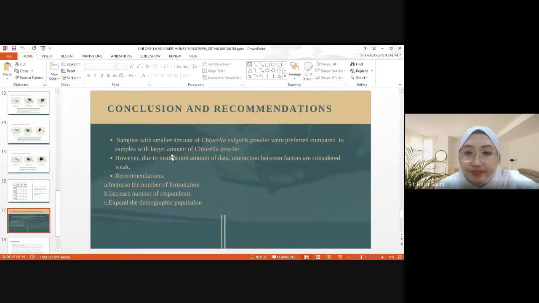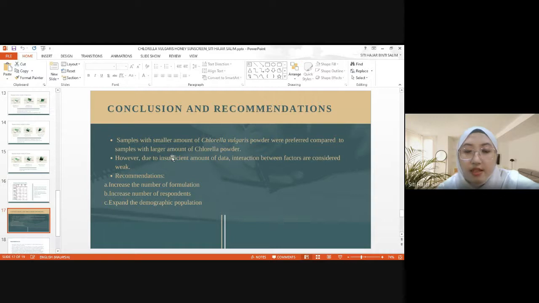All in all, to conclude, samples with smaller amount of C. vulgaris powder were preferred compared to samples with larger amount of powder. Due to insufficient amount of data, interaction between all factors are considered weak. To solve this problem, first, the number of formulation should be increased to at least 1,000 grams of formulation. And the number of respondents should also be increased, as in this study, only 20 respondents were included and it was mainly Malay females.